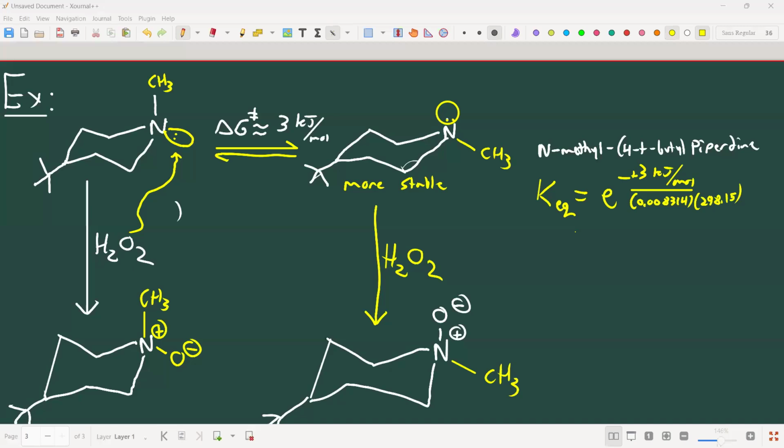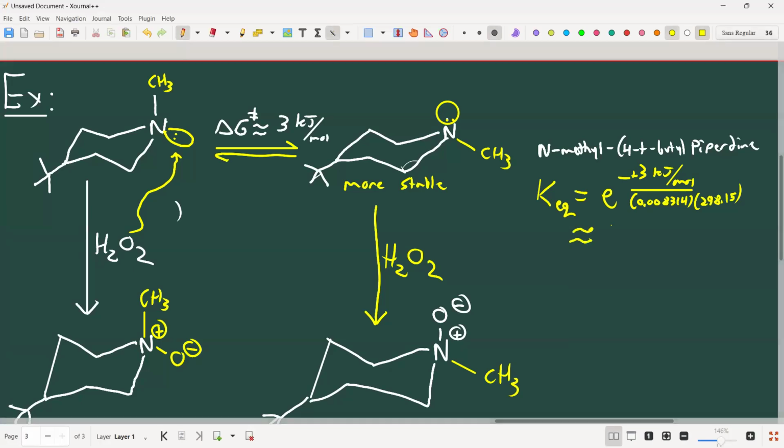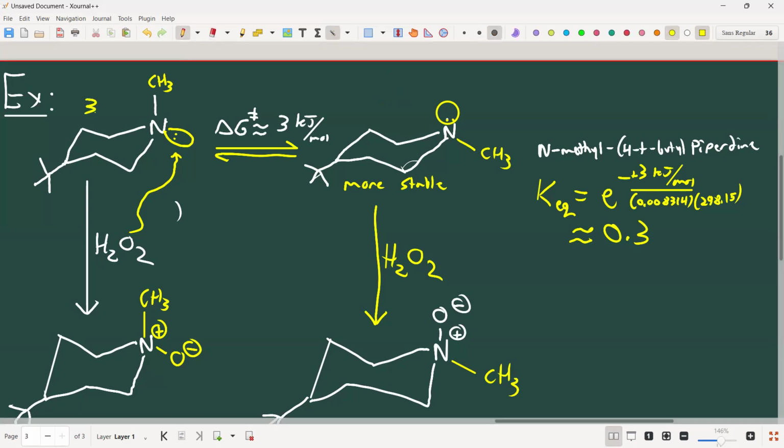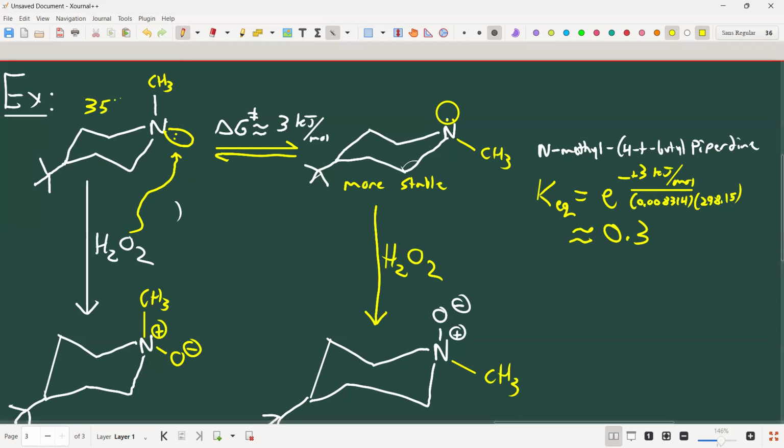So the equilibrium constant is about 0.3. Right? So that roughly means they're about 3 to 7. So this is about 35% of this. Oh, sorry, no, that's the wrong way. This is about 0.3, so it's 3 out of 7, a 3 to 7 ratio. Yeah, we'll say that's roughly 35, 45%, give or take.